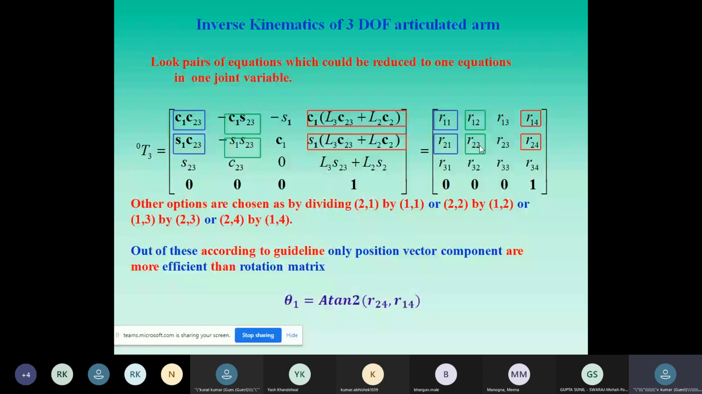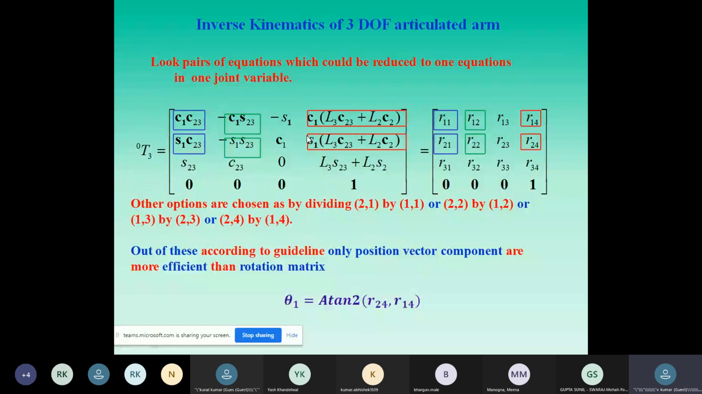Then also we get a function of tan theta. And third, we can divide the right side, first row, fourth column: C1 times L3 cos of theta 2 plus theta 3 plus L2 cos theta 2 equals R14, and S1 times L3 C23 plus L2 cos theta 2 is equal to R24, and divide it.